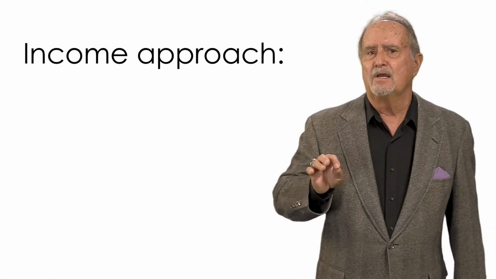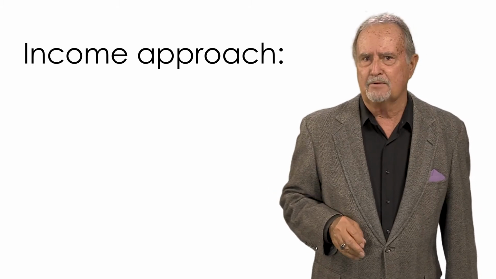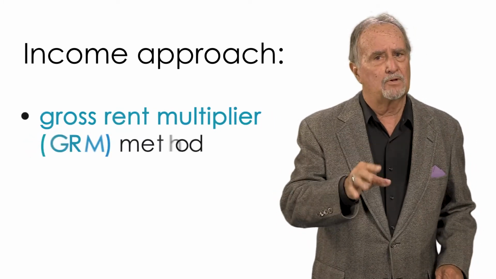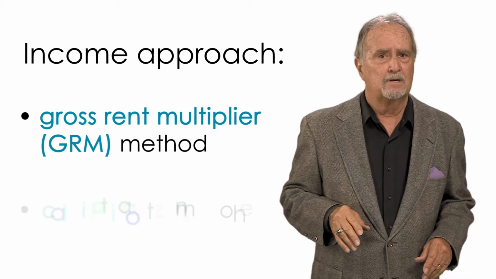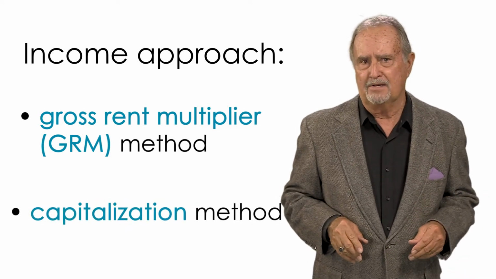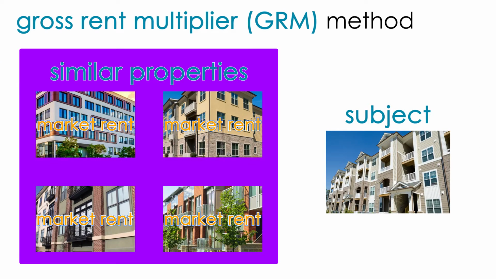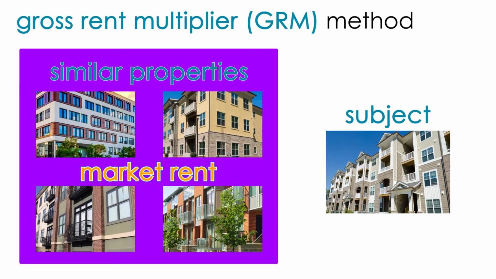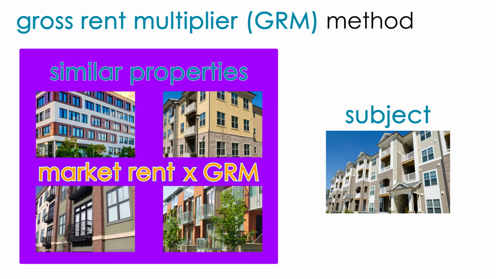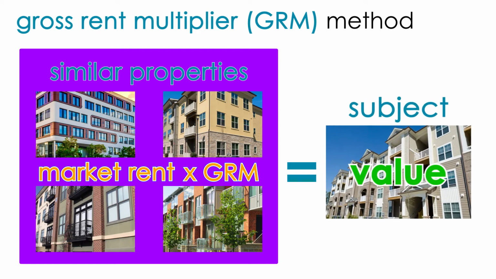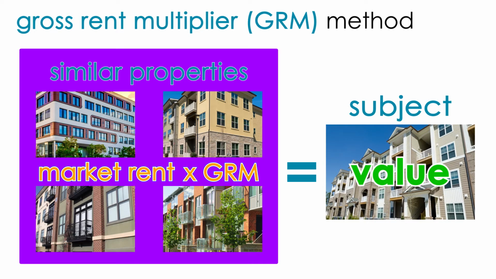This can be done in one of two methods under the income approach: the gross rent multiplier method, GRM, and the capitalization method. The GRM method uses the market rent as determined by a survey of similar properties, which is then multiplied by a factor, the GRM, to arrive at a value for the subject property. The GRM factor is determined by comparing the subject property to similar properties that have recently been sold.